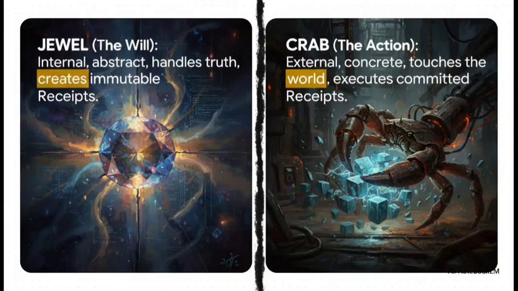All right, let's just recap this mind-body split real quick. You have the Jewel, the internal will. It's abstract, it only deals with truth, and it creates these unchangeable orders called receipts. Then you have the Crab, the external action. It's concrete, it touches the outside world, and all it does is execute those receipts. This separation is the heart of the whole design.